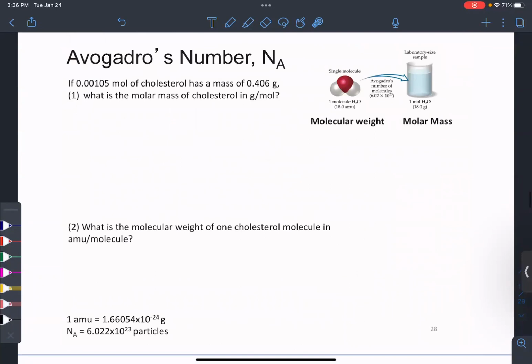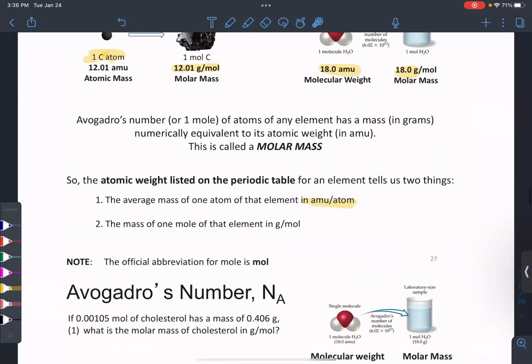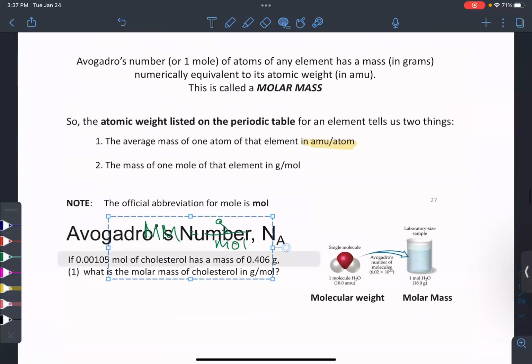Okay, all right, so let's do some calculations here. So Avogadro's number and the idea of molar mass. This idea, grams per mole, that is the molar mass of our compound or of our element. A molar mass of something is simply the gram amount over the mole amount. So that's basically it, and that's the equation we're actually going to use for this next question.